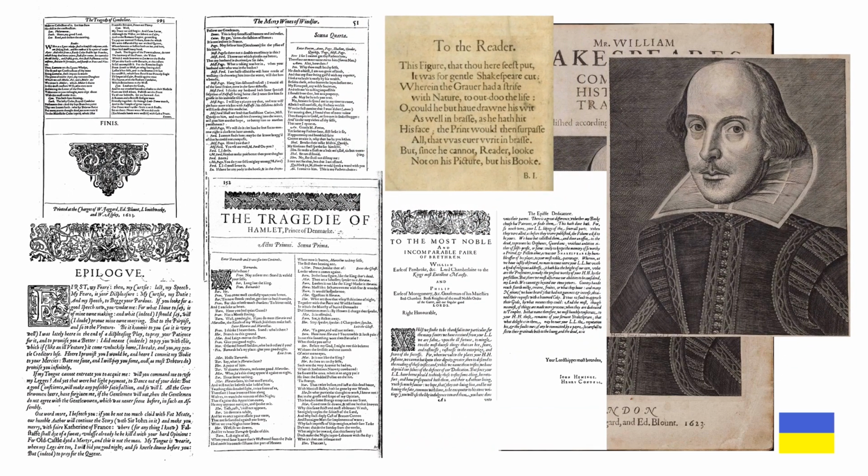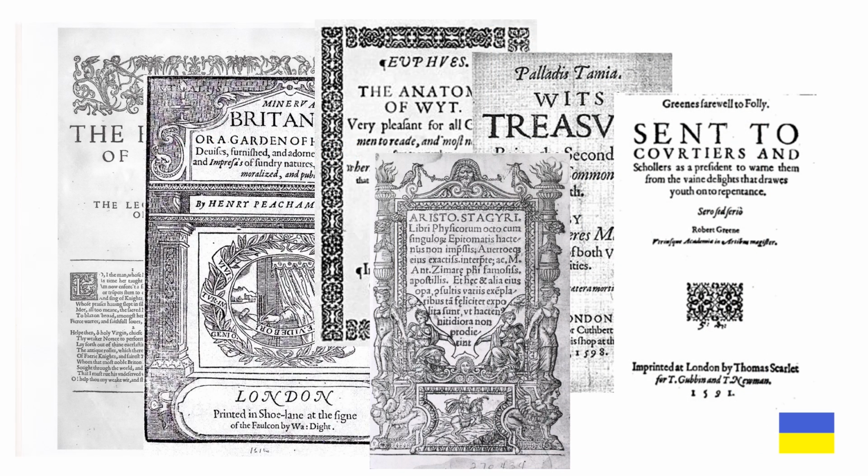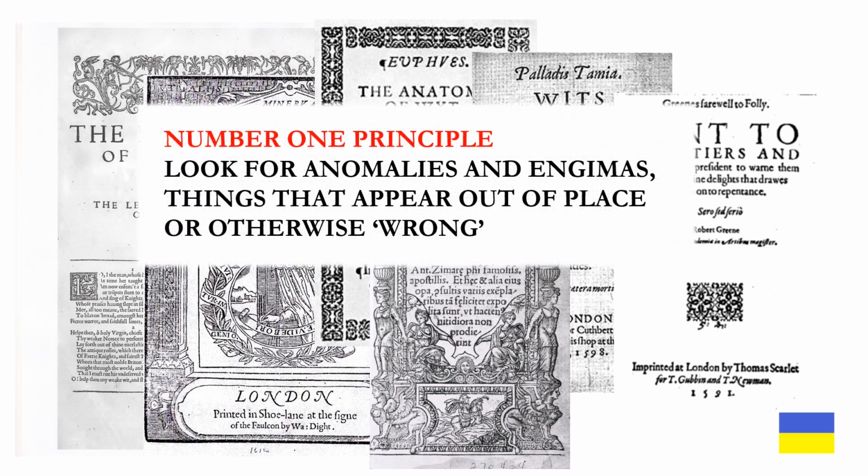That means when these things come up, you won't have to go to other books, ciphers, codes, or clues, other than Gematria and the Latin alphabet repeated count. Now I'm going to show you some of the methods that are used. In fact, most of the methods that are used. If the writers of these books wanted to give us puzzles, they had several ways to do it. But the number one principle is to look for anomalies and enigmas and things that appear out of place or otherwise wrong. Those are signals and hints that perhaps there are puzzles on the page.